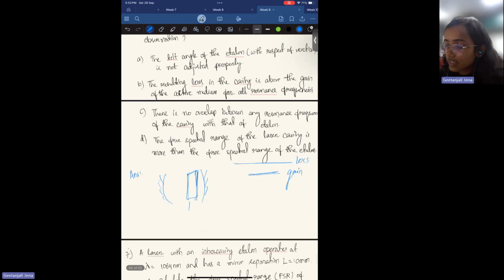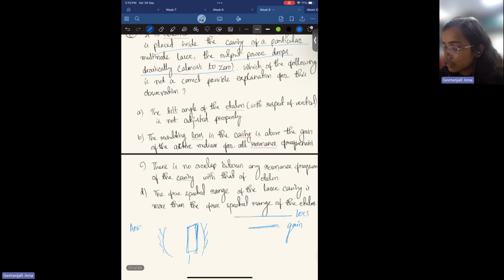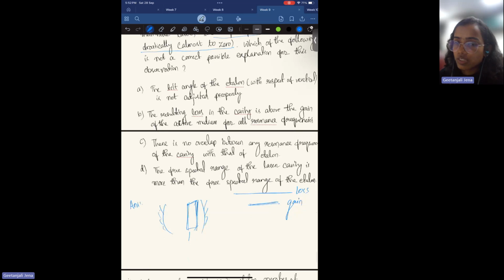The next option is there is no overlap between any resonance frequency of the cavity with that of the etalon. This is also right because when they don't overlap with each other, how can you see the output power? Only when they overlap with each other will the fabricated cavity transmit that beam and we'll see a laser output. So that means option C is also correct. So the remaining will be option D, which is incorrect.